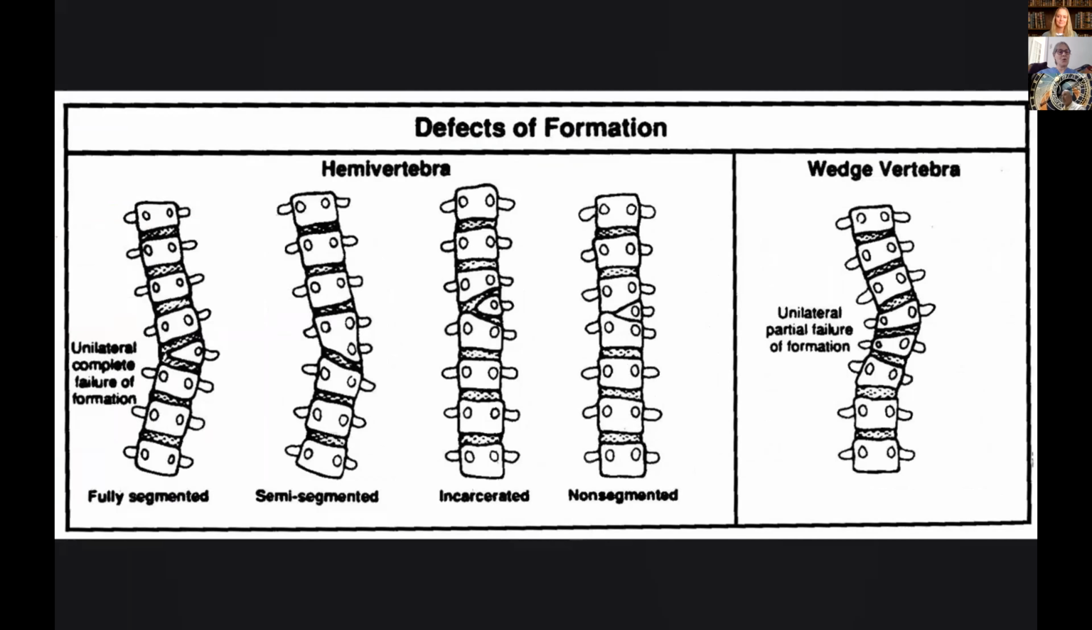And so you can get things where you have partial, fully segmented, and a unilateral complete failure of formation. So half of the segment doesn't form, or it sort of forms. There's all kinds of variety of things that neurosurgeons and orthopedic surgeons have to understand about how spines don't form properly.